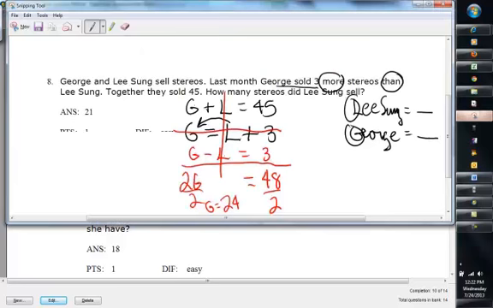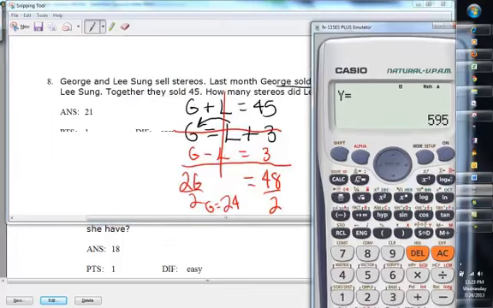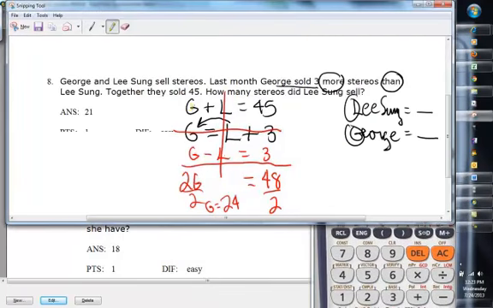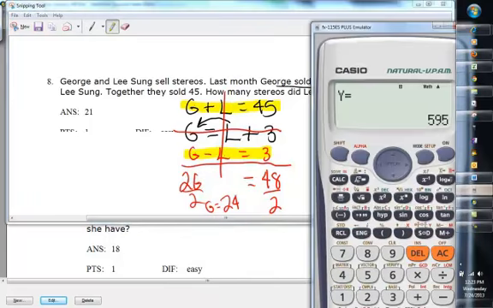The other way to do this problem is to use your calculator. And here are the 2 equations that we're going to be using, this one and this one. So we enter those in our calculator, mode 5, 1. And it's 1 and 1 makes 45. 1 and minus 1 makes 3. And we get George sold 24, Lee sold 21.